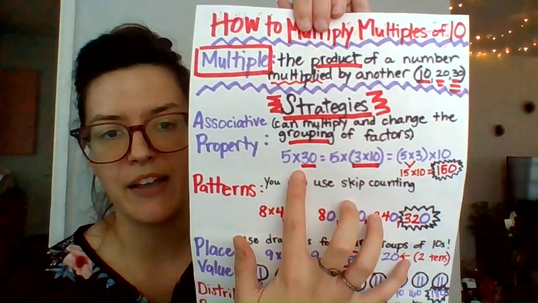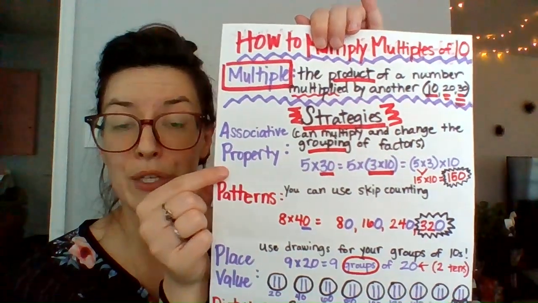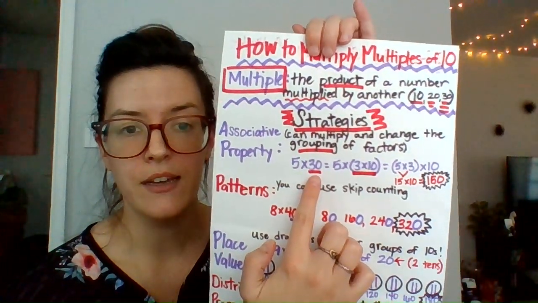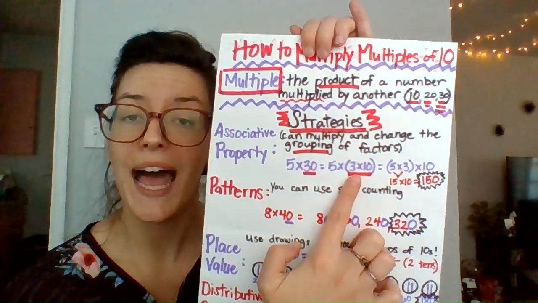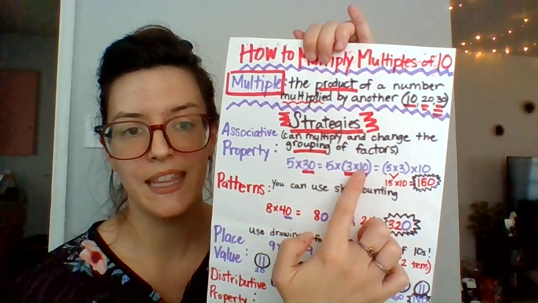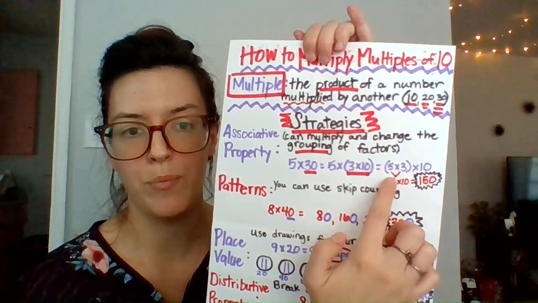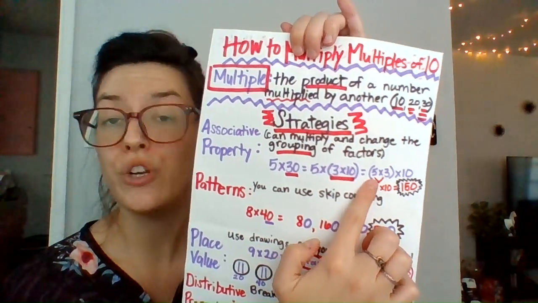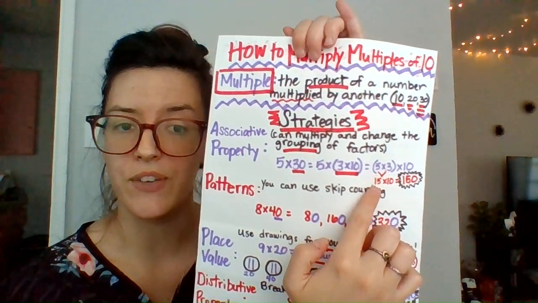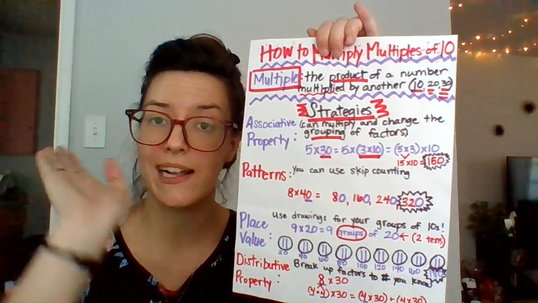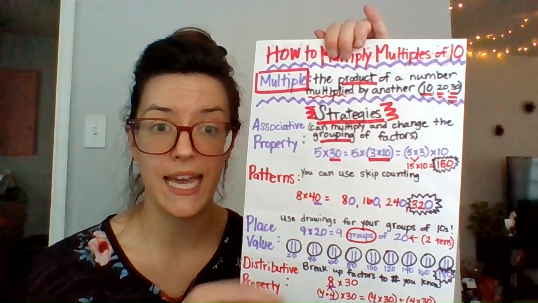If you've got a problem like 5 times 30, if you are using the associative property to solve it, you know that 30 is actually the same as 3 times 10. And then we kick the 10 out and we bring the 5 in. And instead of doing 3 times 10 first, we do 5 times 3 first to give us 15, which we can then easily multiply by 10 by just slapping a 0 right on the end.